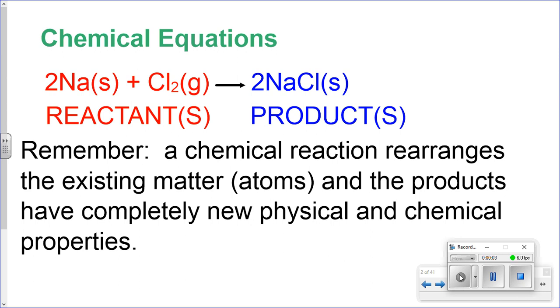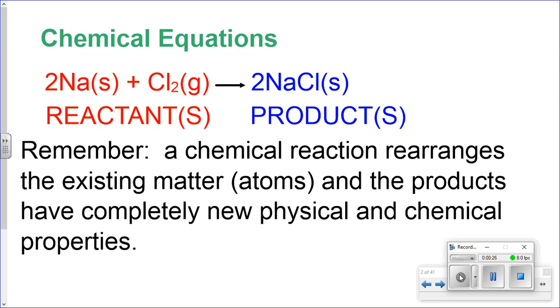Hello everyone, here's a video on chemical reactions, balancing equations, and predicting products of those chemical reactions. So when we have chemical reactions, we have what you see in front of you, reactants in red and products in blue. So reactants react together to give you products. Again, a chemical reaction takes what you have, breaks it apart and rearranges it into something different.